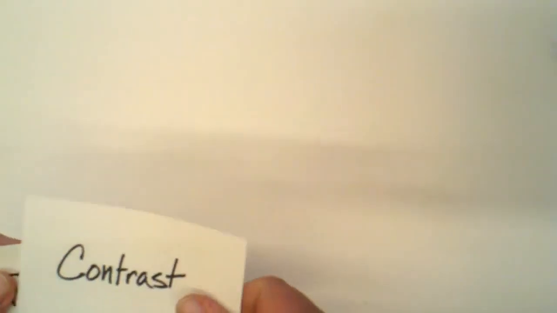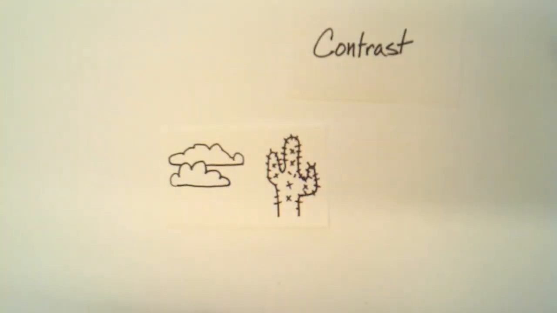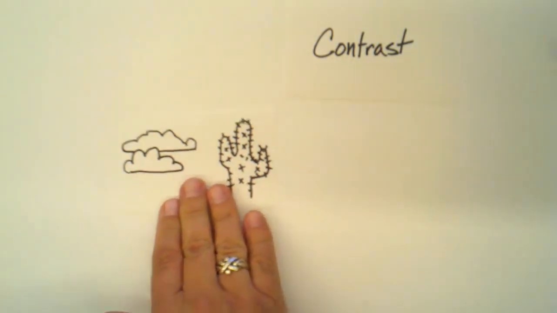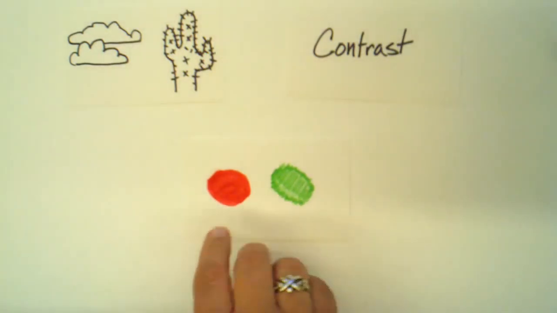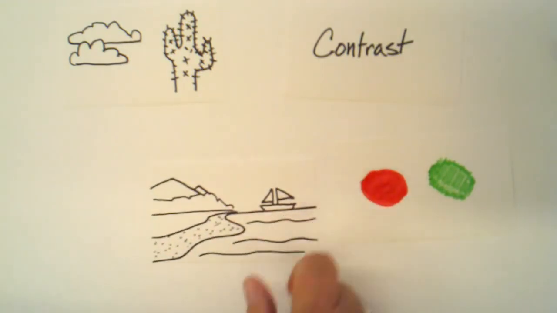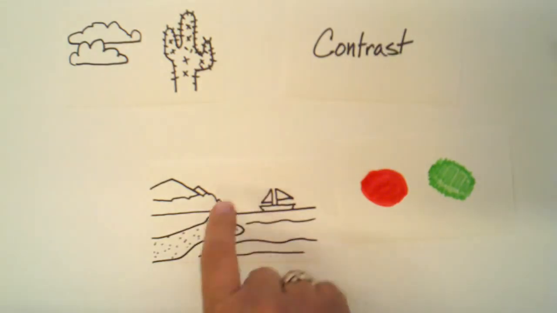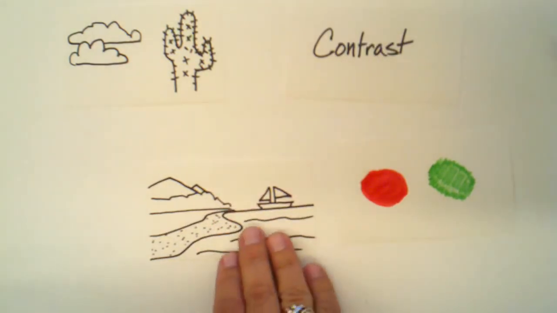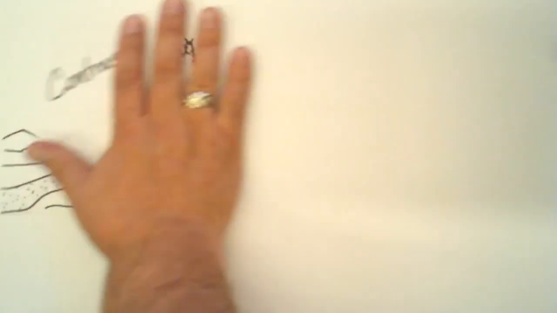So our first one is contrast. Contrast has to do with opposites, like fluffy clouds versus a cactus that's prickly. Those are obvious opposites or contrasts. You could also do it by color. Opposites of red and green, they're on opposite sides of the color wheel. It could also be by environment. We have land versus water, water versus sky, up versus down. Those are different ways that we can talk about contrast.